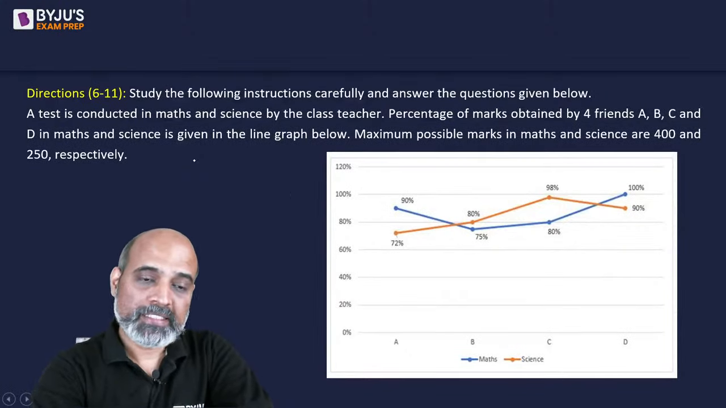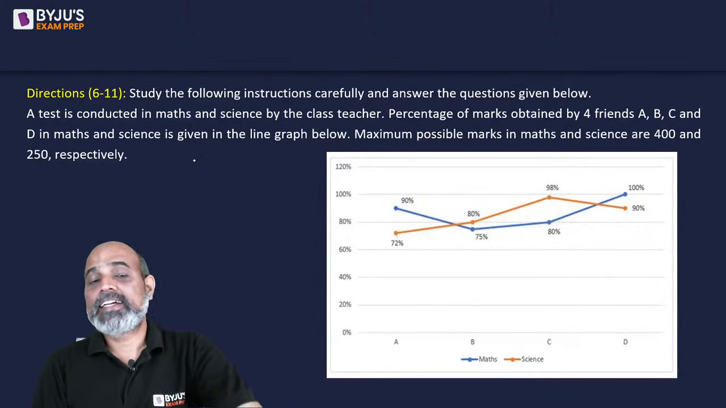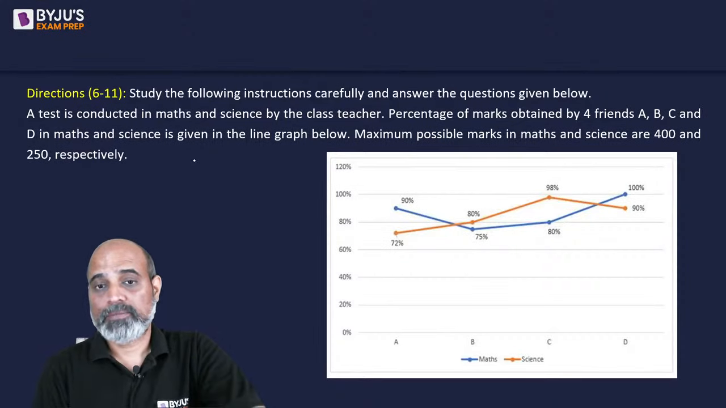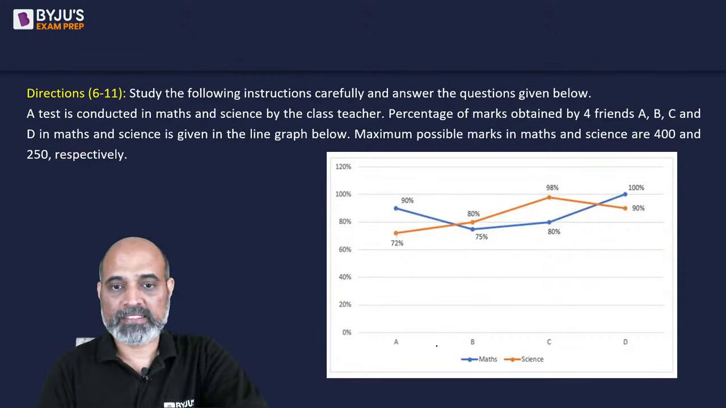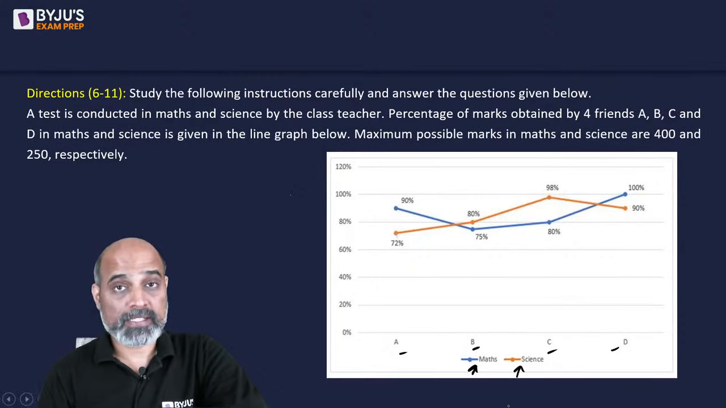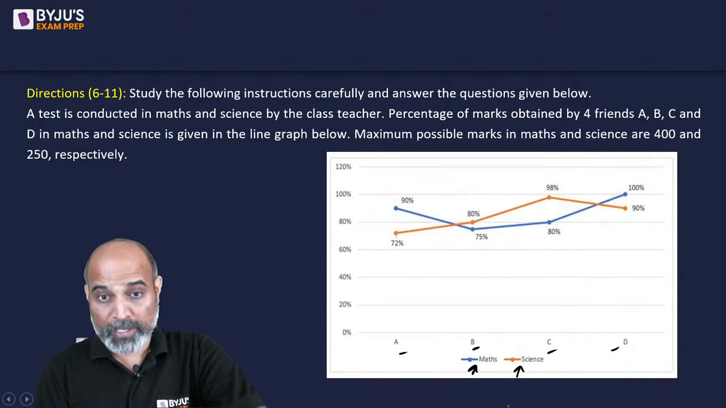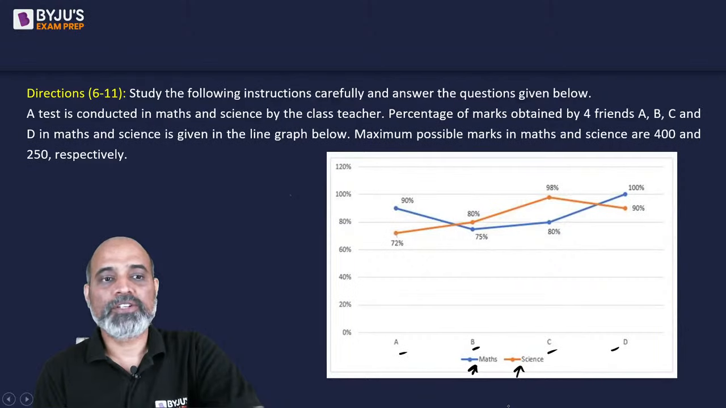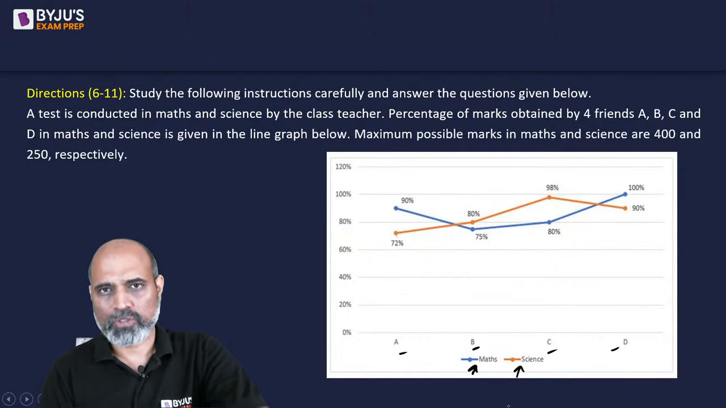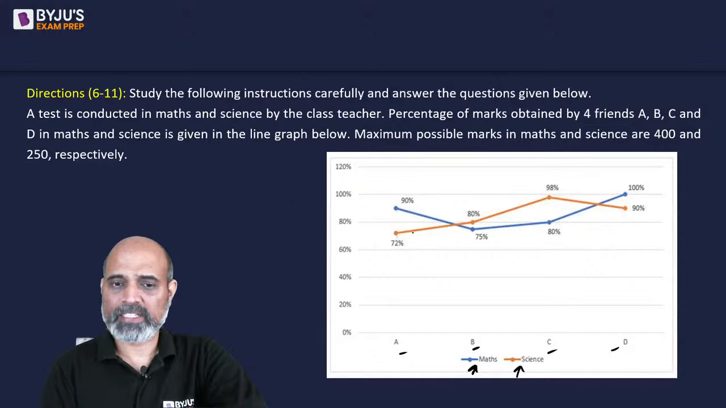let's move over to the next set. A test is conducted in maths and science by the class teacher. Percentage of marks obtained by 4 friends A, B, C and D in maths and science, where maths is blue and orange is science, is given in the line graph below. Maximum possible marks in maths and science are 400 and 250 respectively. So, once we have read it, let's try to understand.